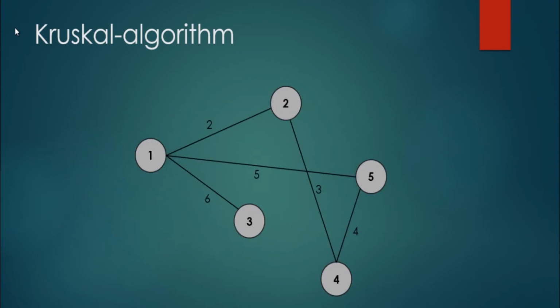So let's see how it operates. We have 1, 2, 3, 4, 5 points and 1, 2, 3, 4, 5 edges, each with different edge weights, and we want to construct a minimum spanning tree.